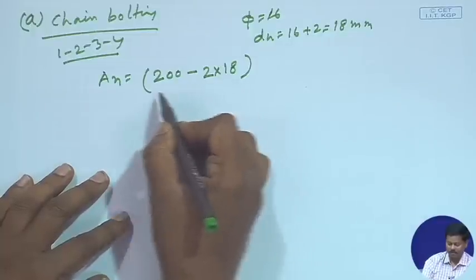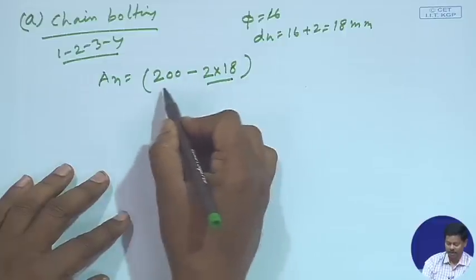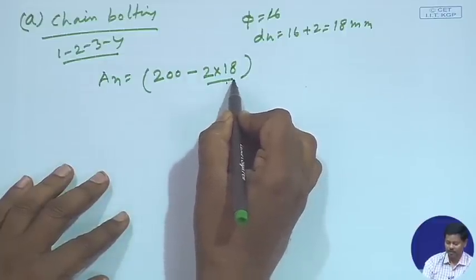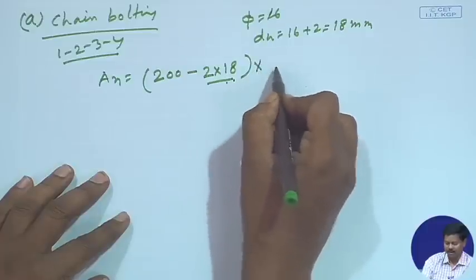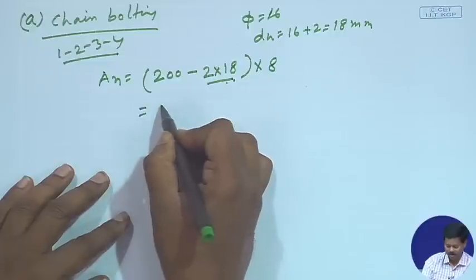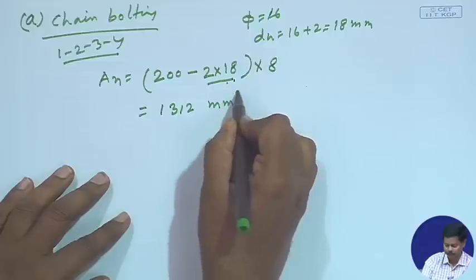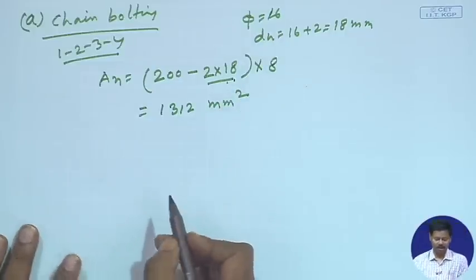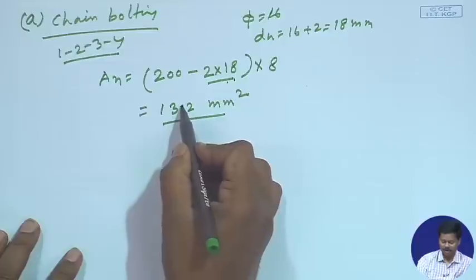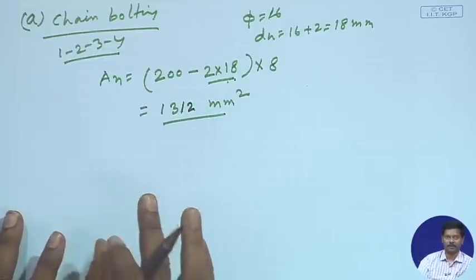So, along this line 1, 2, 3, 4, 2 bolts are there, therefore, the reduction will be 200 minus 2 into bolt hole diameter into the thickness. Thickness was given as 8 mm. So, after calculating we can find out this is 1312 millimeter square. So, for chain bolting the net area will be this. So, from this net area I can finally find out the rupture strength, means what will be the strength of the plate that can be found, right.